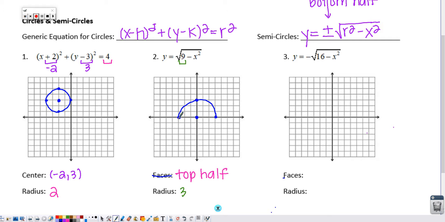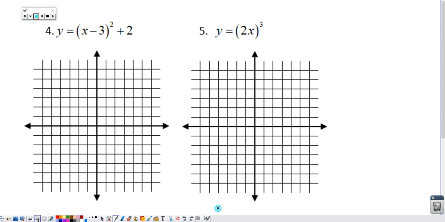So now I'm going to pause and have you guys graph the second one. Alright, and here's the bottom half. Okay? So remember the plus or minus tells you top or bottom, and then the only number that's going to appear in your semicircle is going to need to be square rooted to get yourself a radius. Okay? Alright, now we're going to move on.